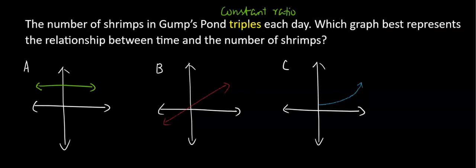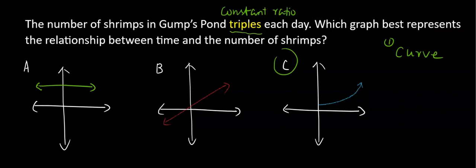Exponential graph is not linear, it's curved. So by this rule, we can easily find C is our best choice. Also, we can go ahead and examine A. A does not reflect, it triples each day.